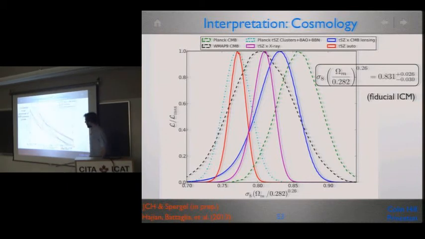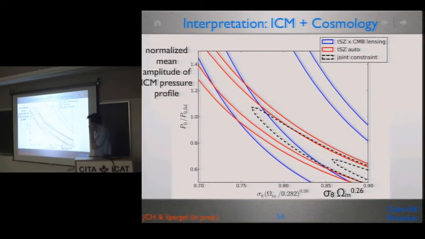So when you do this, you can begin to break this degeneracy between the cosmology and the gastrophysics. So this is a 2D plot where the x-axis is the degenerate combination of sigma 8 and omega matter. And then the y-axis is a normalized version of this mean amplitude of the ICM pressure. Because the cross spectrum here has one power of Compton-y, or one power of pressure, and the auto power spectrum has two powers of pressure, they actually depend differently on this parameter. So you can break the degeneracy, basically.